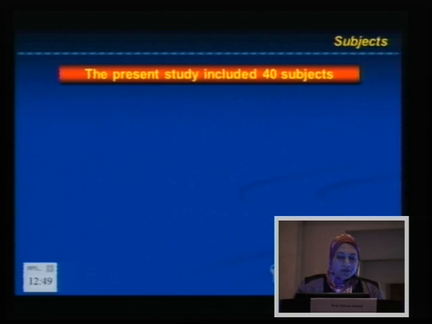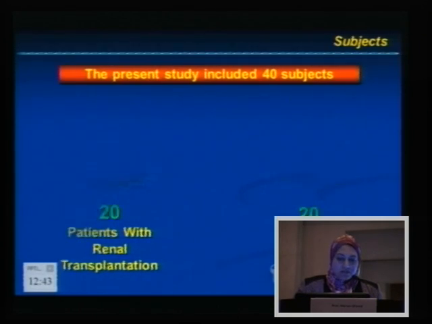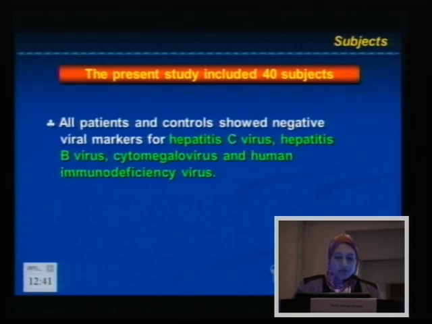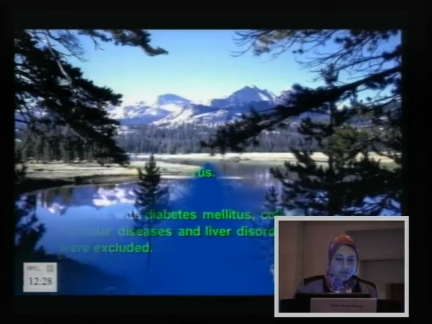Our subjects included 40 subjects: Group 1, 20 patients with renal transplant, and Group 2, 20 healthy subjects. All patients and controls showed negative viral markers for HCV, hepatitis B, cytomegalovirus, and HIV. Patients with diabetes mellitus, collagen vascular disease, and liver disorders were excluded.